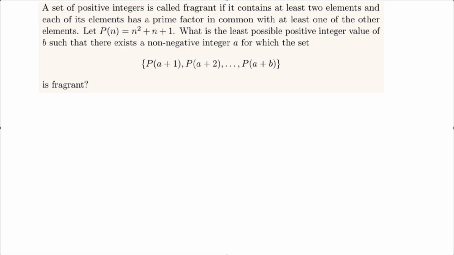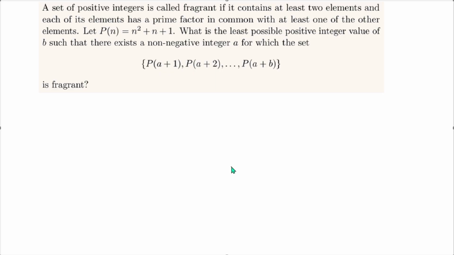So as an example of how it can be used, let's take a look at this problem here. A set of positive integers is called fragrant if it contains at least two elements and each of its elements has a prime factor in common with at least one of the others. Let P of n be n squared plus n plus 1. What is the least possible positive integer value of b such that there exists a non-negative integer a for which this set here is fragrant? Now this problem should be familiar from the video 5 exercises. So if you haven't already, go ahead and try this problem out, and hit the play button whenever you want to go ahead and discuss it.